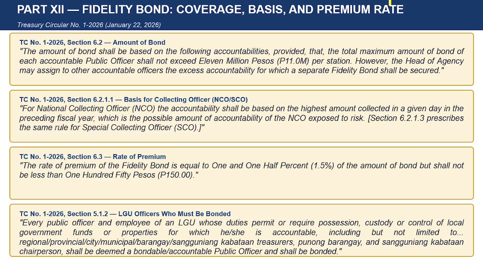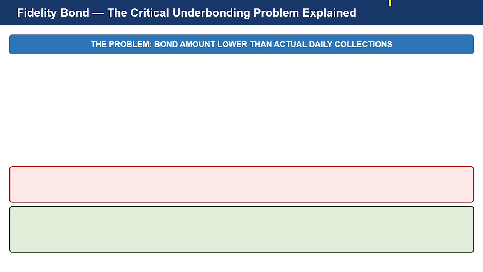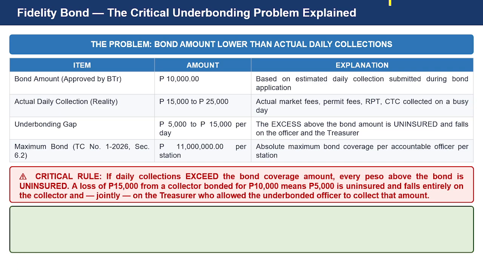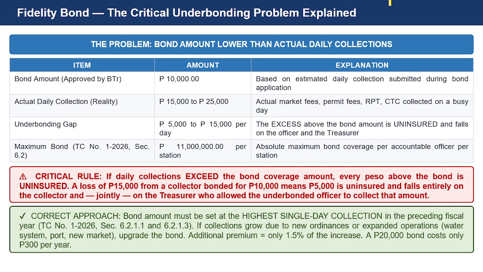The underbonding problem, in depth. A collector bonded for only 10,000 pesos years ago, when collection volumes were lower and never reassessed. But actual daily collections, on a busy market day or during real property tax season, now reach 15, 20, even 25,000 pesos. Every peso above the original bond is completely uninsured, falling directly and jointly on the collecting officer and the supervising treasurer. Maximum bond coverage is 11 million pesos per station.